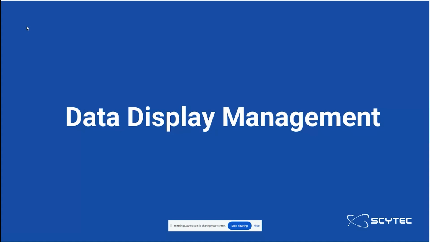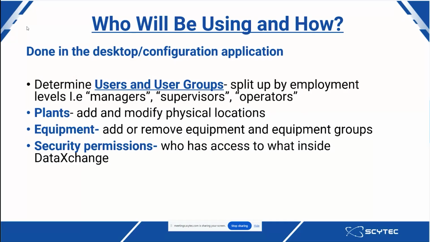Next up, I'm going to be talking about data display management options. So as I mentioned earlier, we have a desktop configuration application that a lot of the implementation and setup processes are done through. So one of the tenets we like to discuss when starting out with somebody that's either doing a trial or somebody that is new to the DataXchange machine monitoring platform is there's some things that you're going to define in the beginning setup process, such as your users and user groups. And those can be split up by employment levels like managers, supervisors, and operators. Different plants where you can add or modify different physical locations inside of DataXchange.